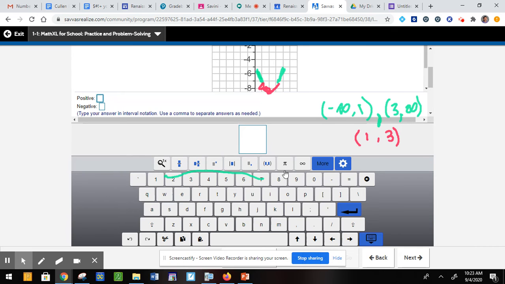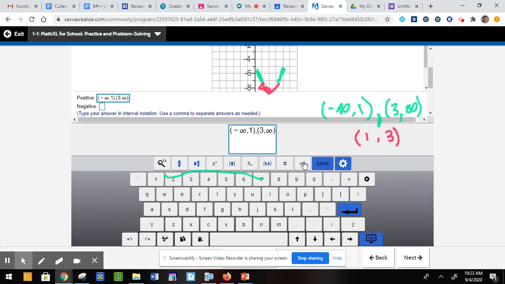So for the positive, again, I'm basically typing in what's green there. So it's negative infinity over to 1. Again, I need a comma in between my 2 intervals because I'm submitting 2 answers in the same field, and it requires you to separate them with a comma. Otherwise, it's going to think it's all one answer, and that's potentially why it could have been marked wrong for you.